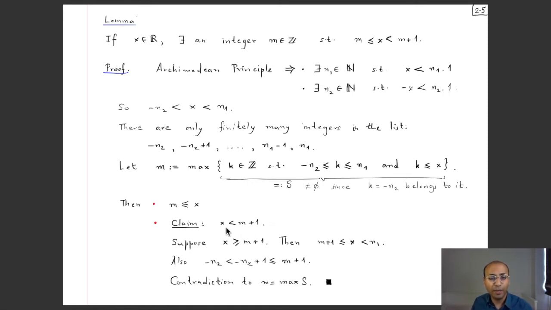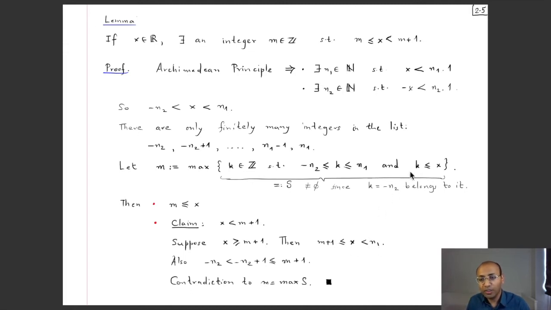So here is our claim. We claim that x is in fact strictly less than m plus 1. So let us suppose that this is not true. What does that mean? That means that x is bigger than or equal to m plus 1. So in other words, m plus 1 is less than or equal to x, but x we know is strictly less than n1. So we know that m plus 1 is strictly less than n1.